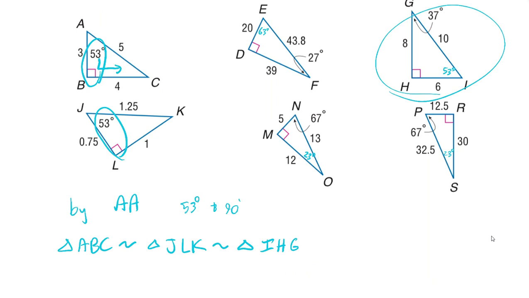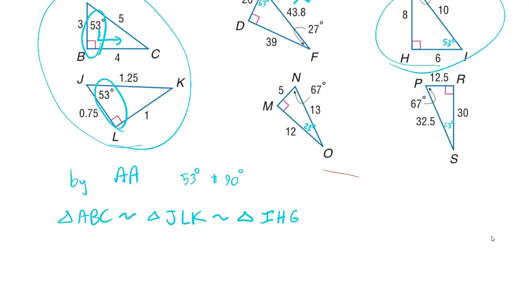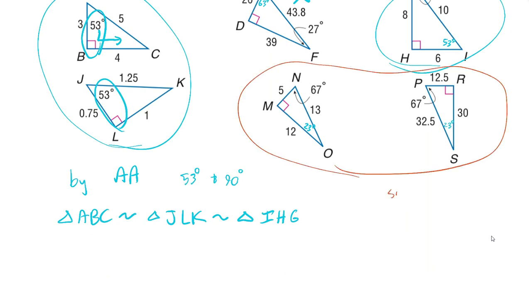a 90 degree angle. Okay, so then out of the other three that are not similar to those, are they similar to one another? Well, this one's a lone star. There's no other one with 63 degrees and 27 degrees. But down here, these bottom two match in orange. These two are similar by AA, because they have a 67 degree and a 90 degree angle. And so the order, I'm going to go 67, 90. So triangle NMO is similar to 67, 90, that'd be triangle PRS.